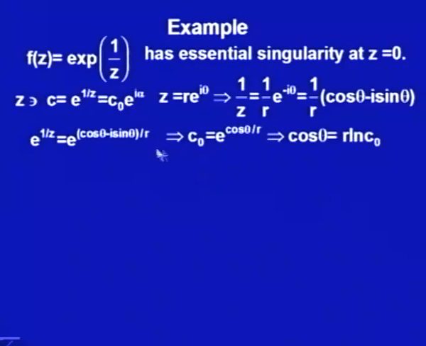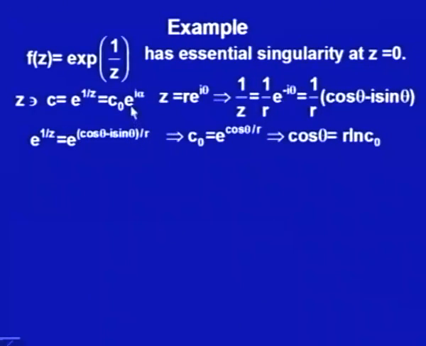So, what I would be getting is, first, c naught as e to the power cos theta by r. What it says is, from here, cos theta by r would be the logarithm of c naught, or cos theta would be r times the logarithm of c naught. So, we are writing r ln c naught, and comparing it with this e to the power i alpha, I would get it here as e to the power minus i sin theta by r.